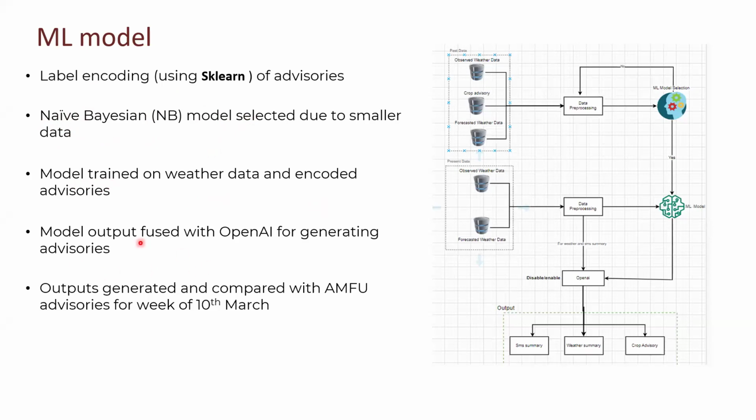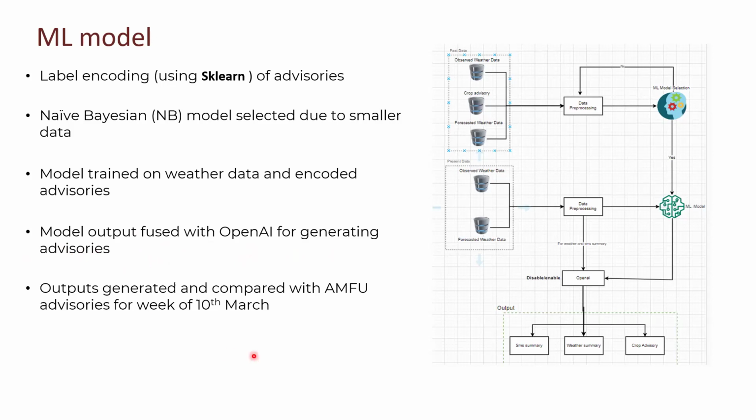model, and then once the model is trained, the model output again is basically a number which needs to then translate into some kind of a text, because end of the day, what we are trying to generate is a text-based advisory, which can then be disseminated to the farmer, right? So this is where we started integrating the model output with OpenAI for generating the advisories, right?